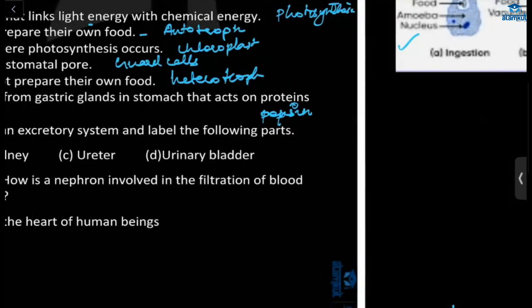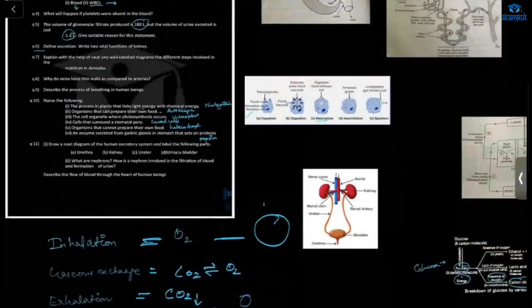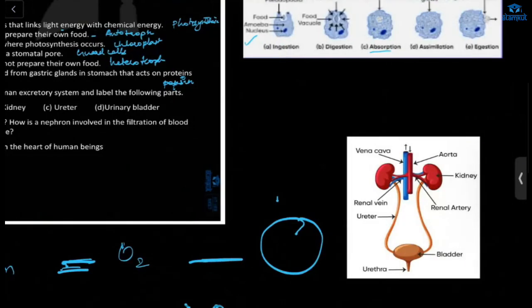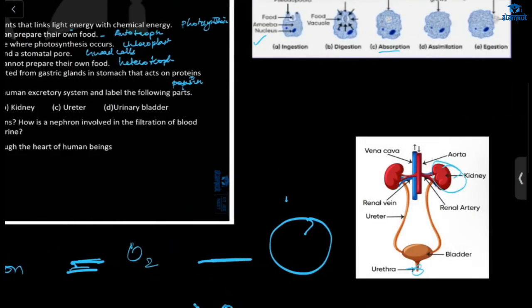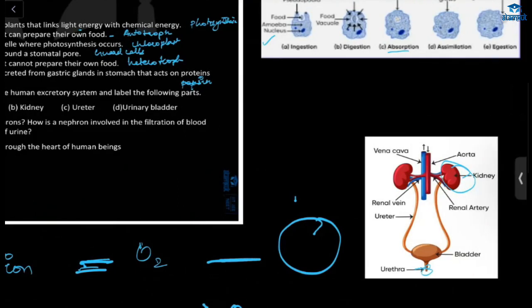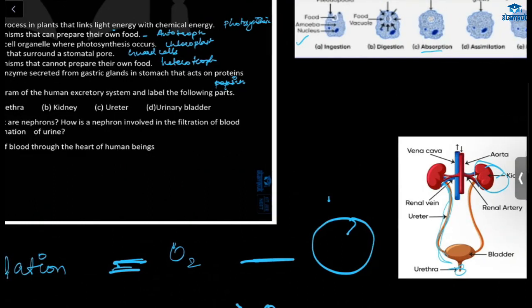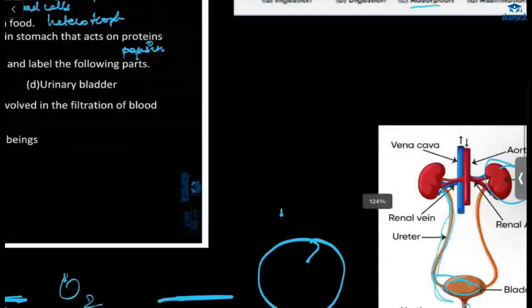Draw a neat diagram of the human excretory system and label the following parts: urethra, kidney, ureter, and urinary bladder. See this. What is it asking? Urethra. Here only urine is excreted out. Then kidney, filtration occurs here. And ureter, it is the conducting tube that carries urine from the kidney to the urinary bladder. Urinary bladder, it stores urine.